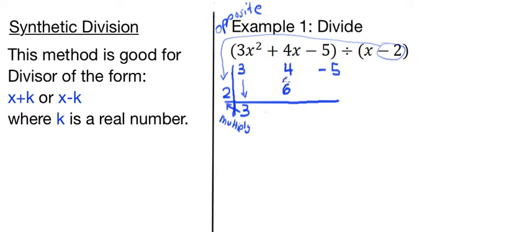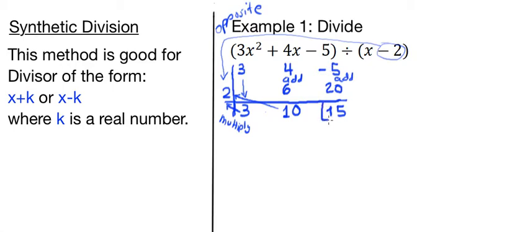Next you add these two numbers, add 4 and 6. 4 plus 6 is 10, so we write 10 here. Then you repeat the process again. Multiply 10 times 2, place the result over here, 20. So now add these two guys. Minus 5 plus 20 is 15, right? And then we stop because we are at the last column, right?